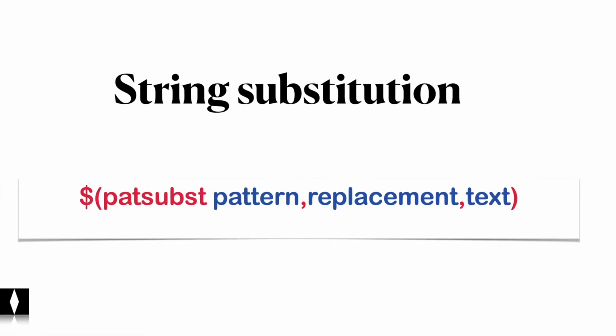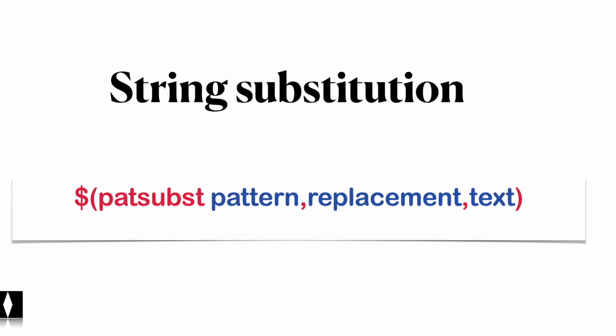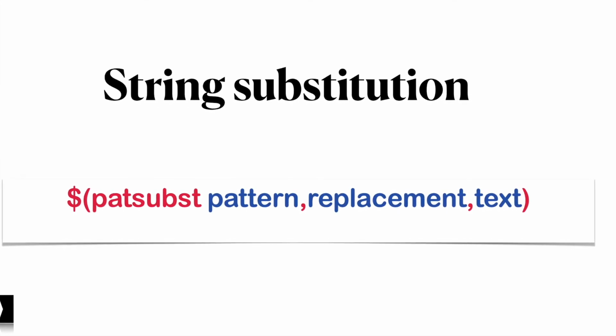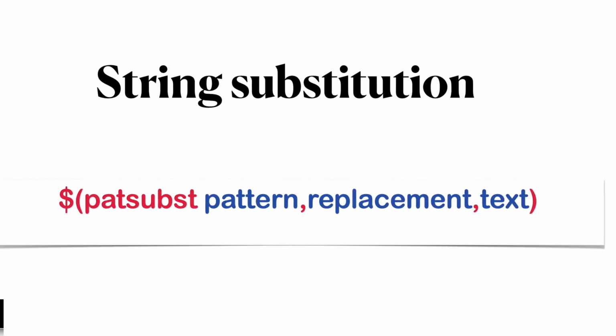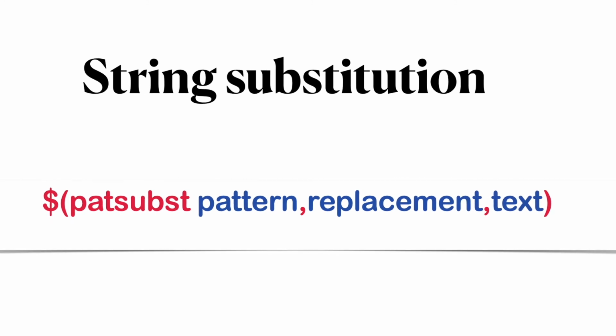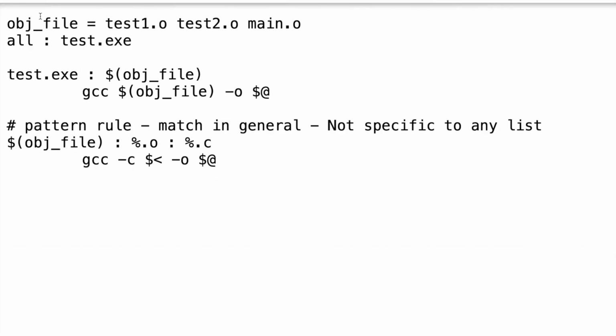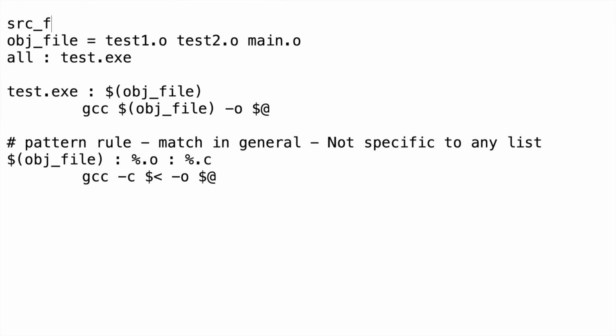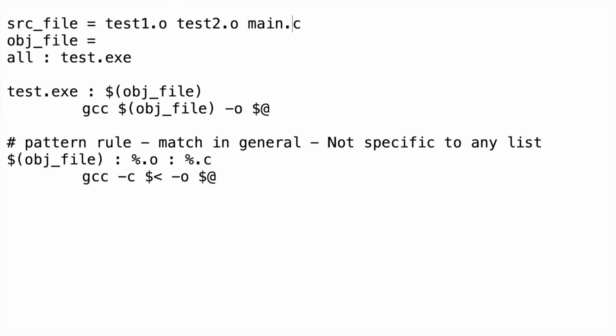Next, we will see how we can do substitution of strings in a Makefile. This is the syntax for substitution. Keyword patsubst, the pattern which has to be replaced, the replacement pattern, and the text in which the substitution has to occur. Let's understand this with an example. Taking source file list: test1.c, test2.c, and main.c, updating object file using substitution, $(patsubst %.c, %.o, $(source file)).